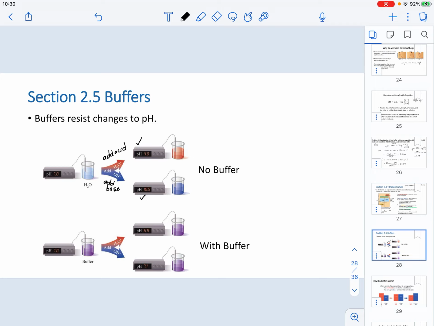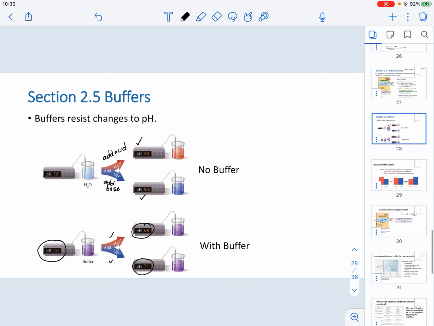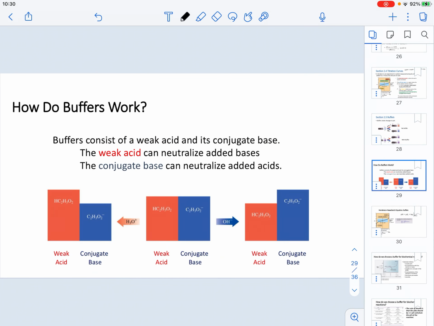But now, if we have a buffer in the system, this buffer is going to have components in it, and in a few moments I will explain how they actually work. It doesn't matter if you add acid or you add base, the range of the pH is going to be very close to the pH of what we started with. Now, how do buffers actually work?